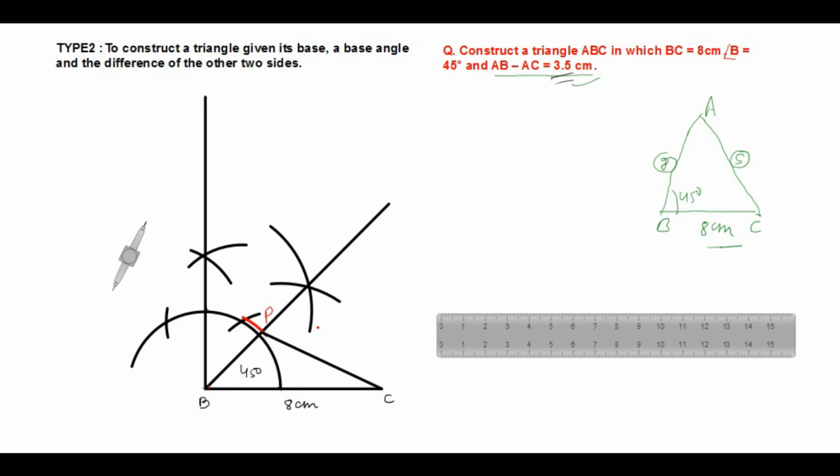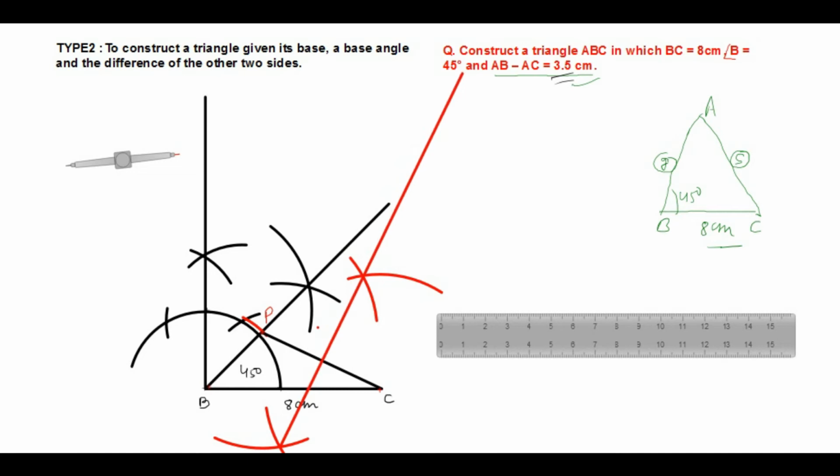Now your task is to draw the perpendicular bisector of PC. I have already explained this basic construction, so use that process to draw the perpendicular bisector. You take two arcs from P and C by taking more than half, one arc up, one arc down. You will get two points of intersection, and then join these two points of intersection by a straight line using your ruler. So this is the perpendicular bisector of line segment PC.